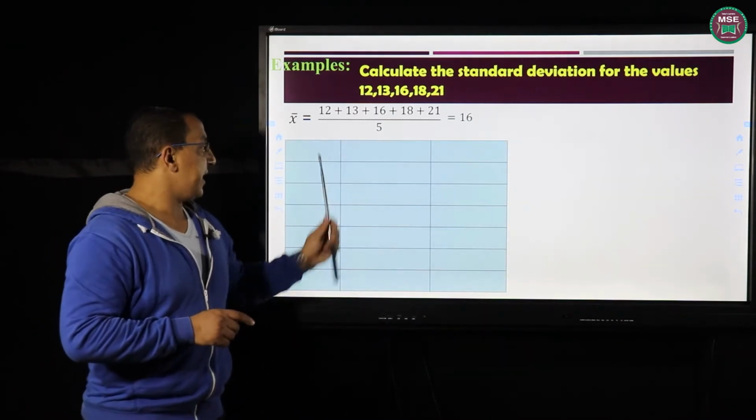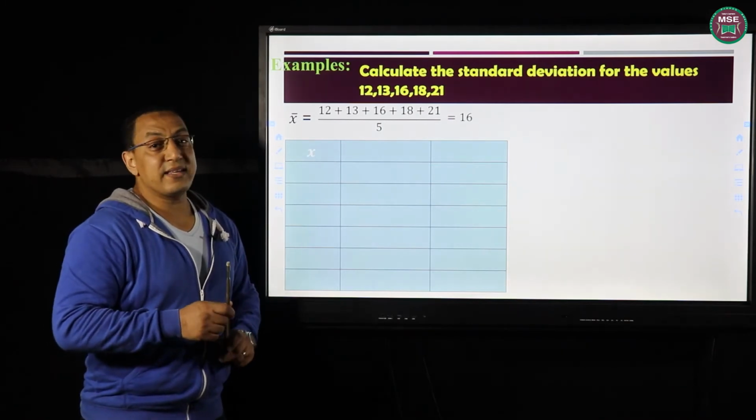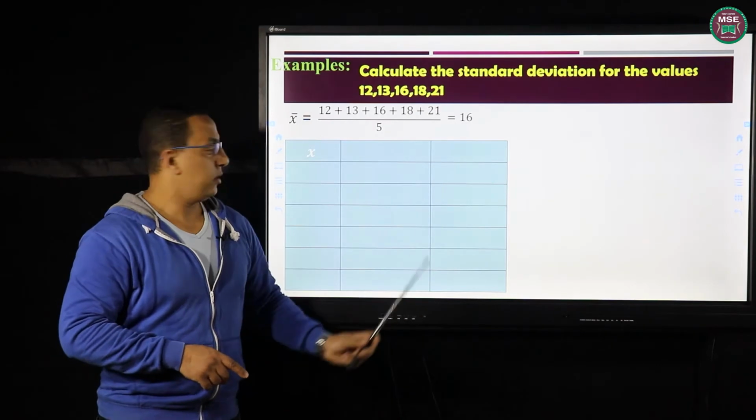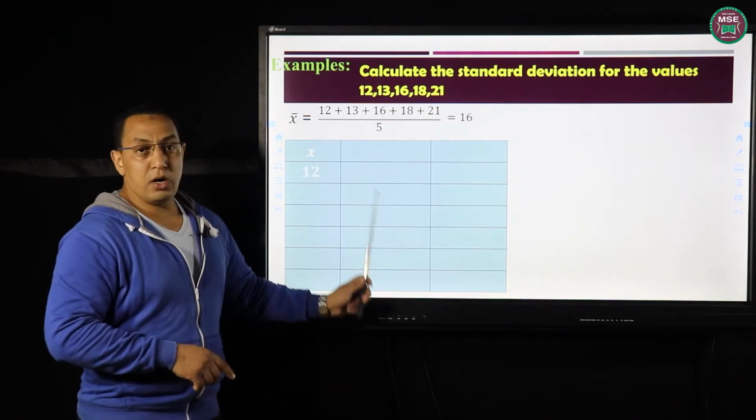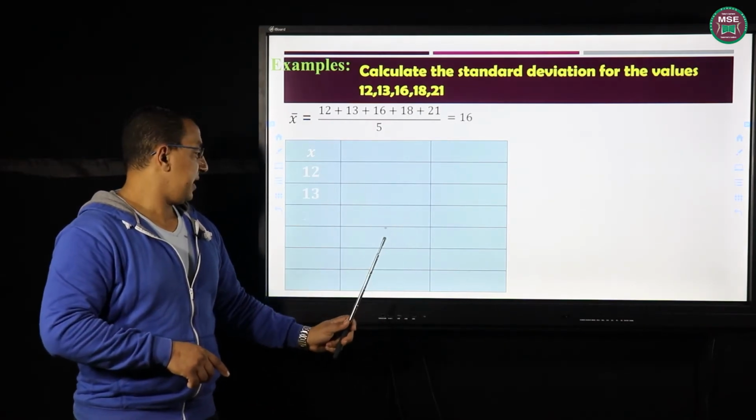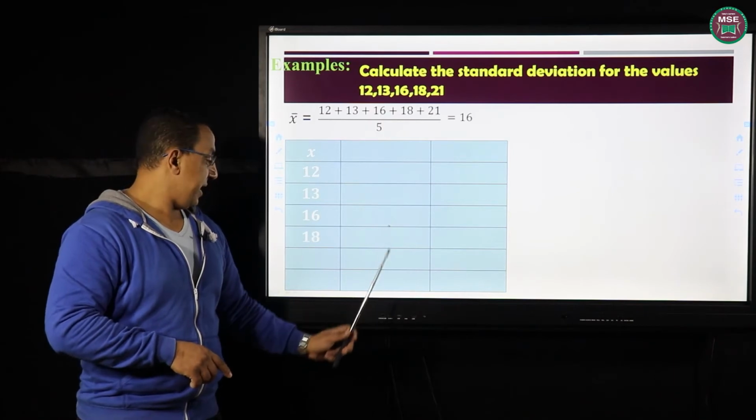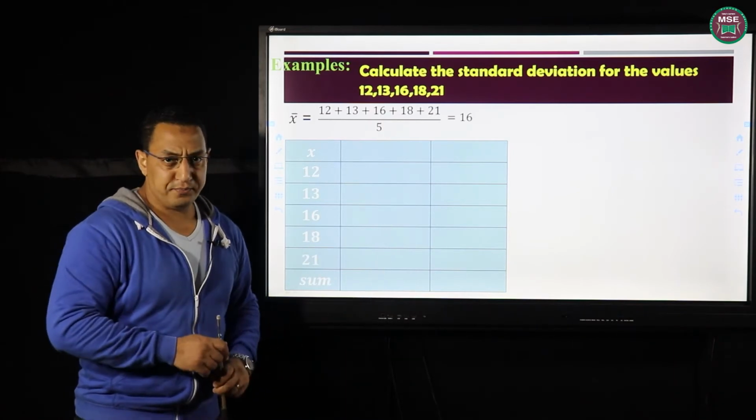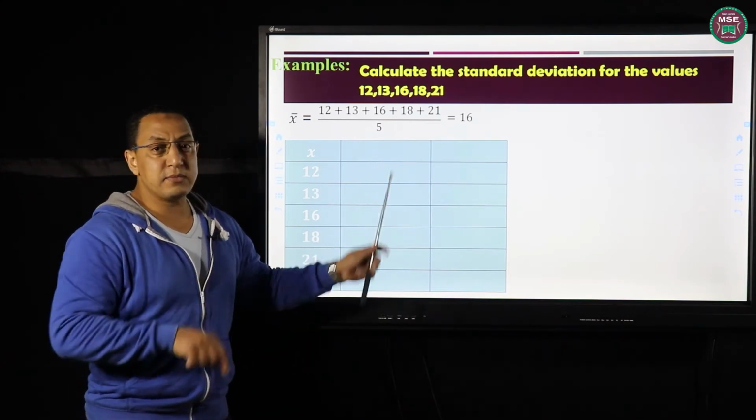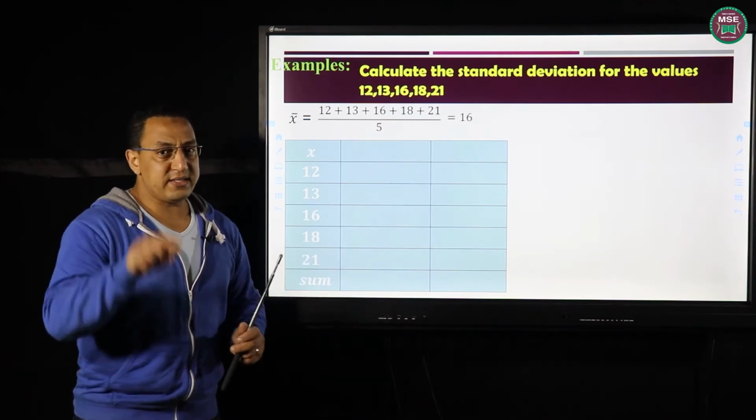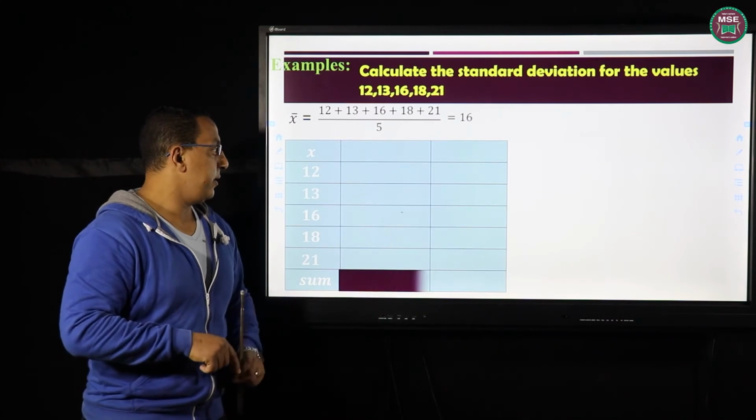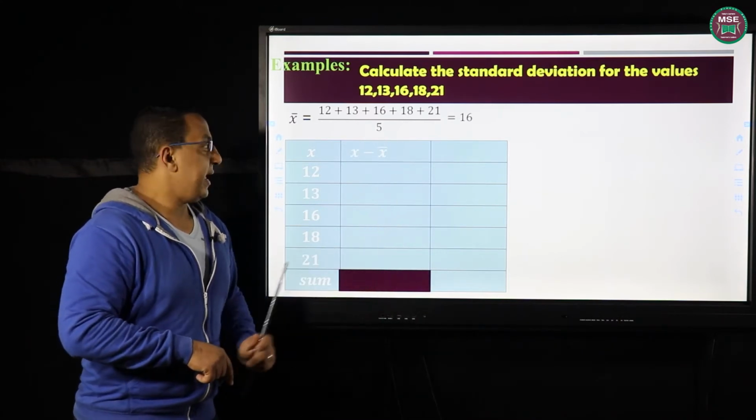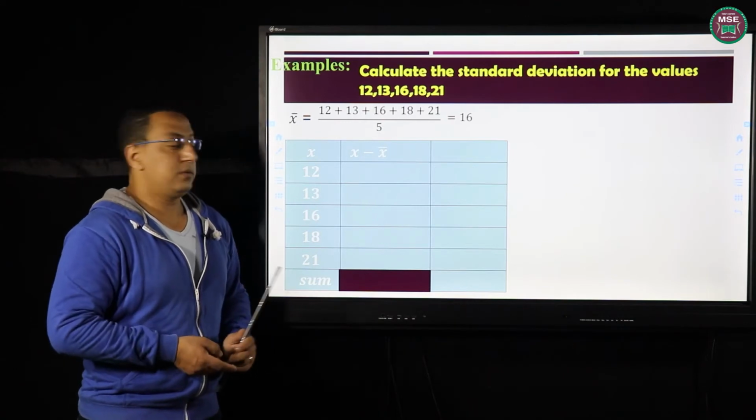Here I'm going to write x. What is x? x is the values 12, 13, 16 and so on. The values are 12, 13, 16, 18, 21, and down I'm going to write the sum. Here I'm going to write x minus x bar, x dash called x bar. This is the rule of this column, x minus x bar. So what am I going to do?